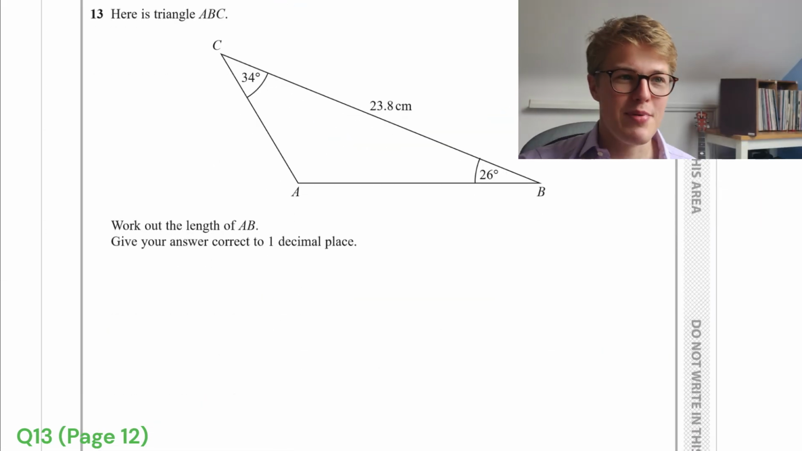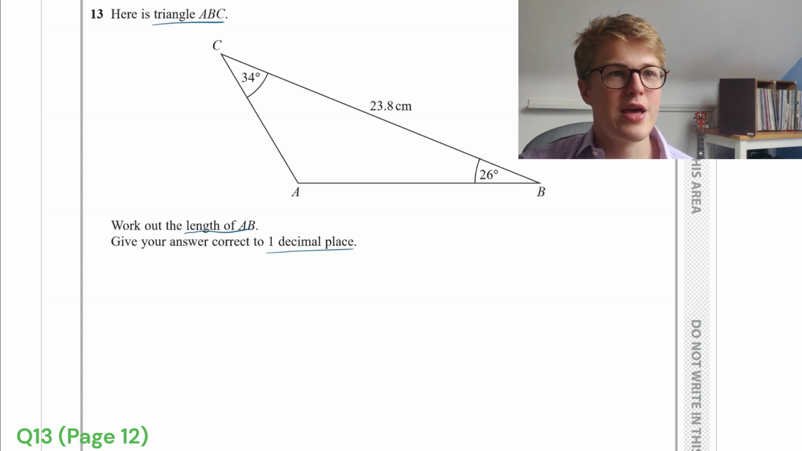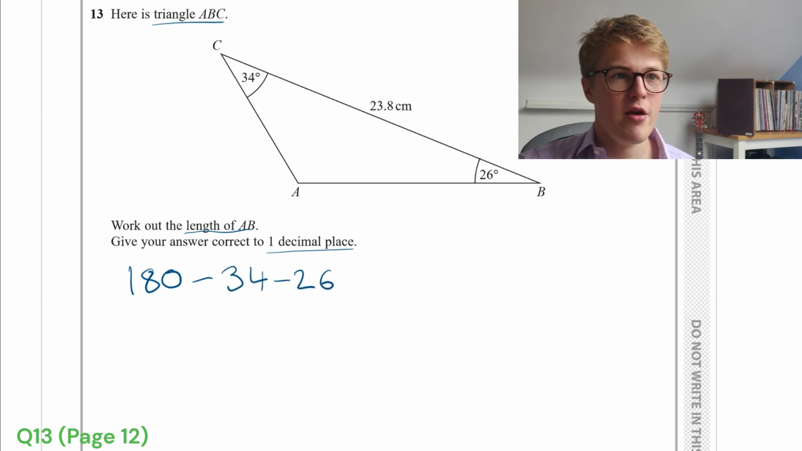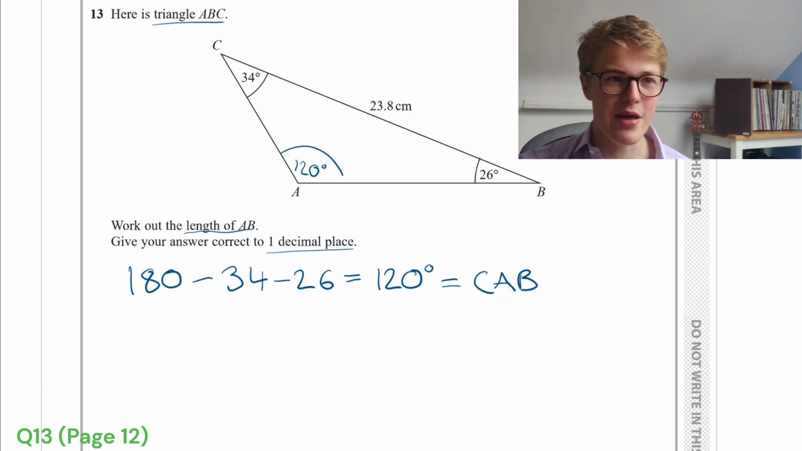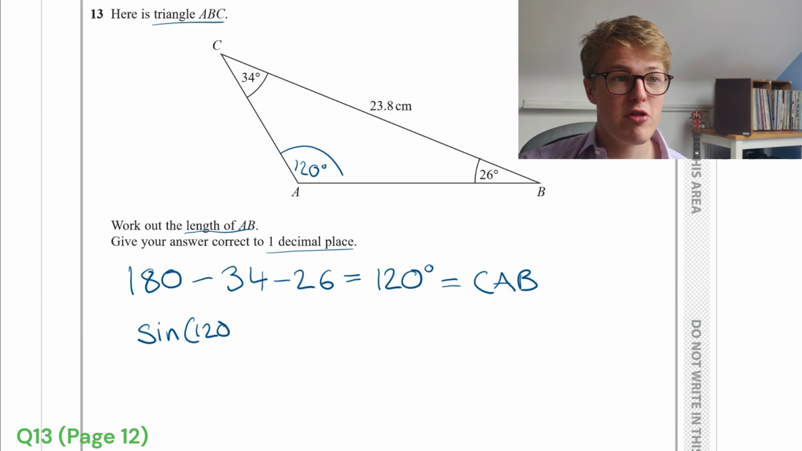Here is triangle ABC. Work out the length of AB, give your answer correct to one decimal place. So we're given CB and we're given two angles, so we can use the sine rule to find our answer. First and foremost though, we're going to do 180 minus 34 minus 26 to find 120 degrees, which is the angle CAB.